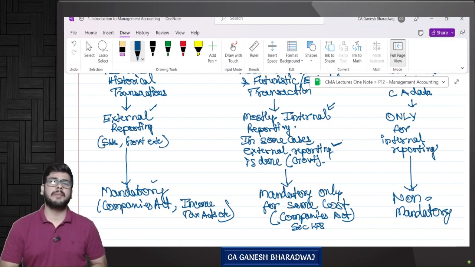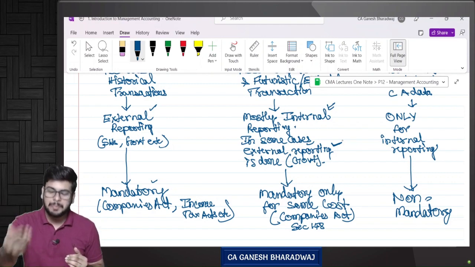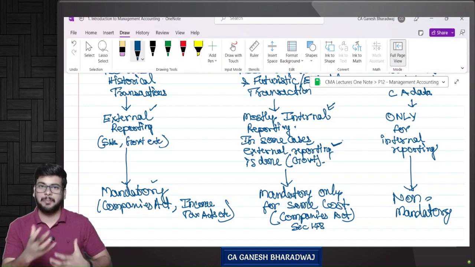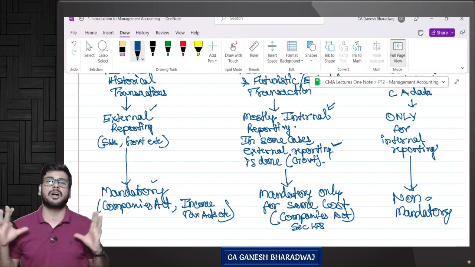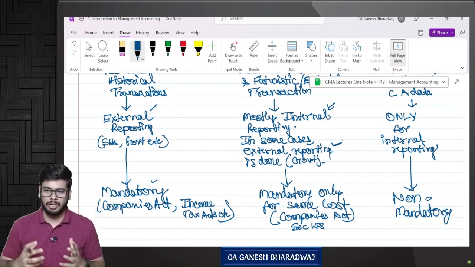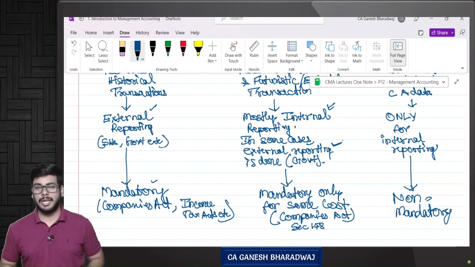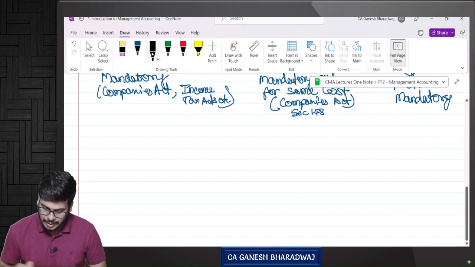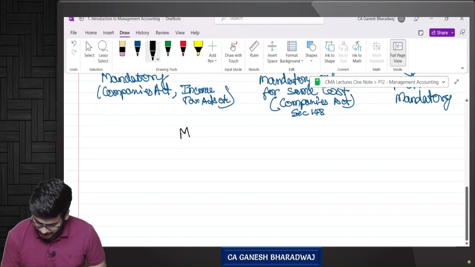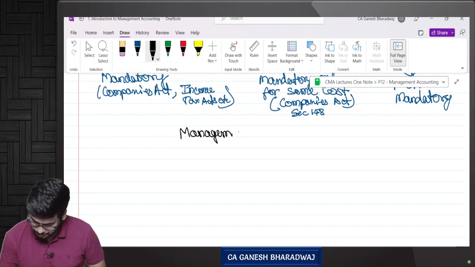When something is non-mandatory, why will someone go out of the way and actually prepare some accounting data for the purpose of achieving this management accounting system, these management accounting records? Why will someone maintain it if it is not a mandatory requirement? Fine, that's where we are going to get started with this particular area called management accounting.